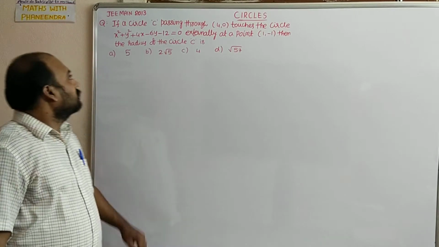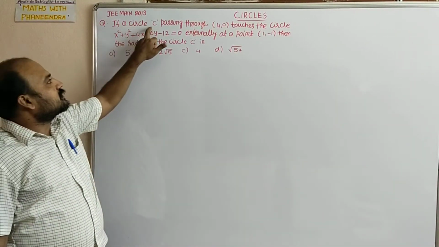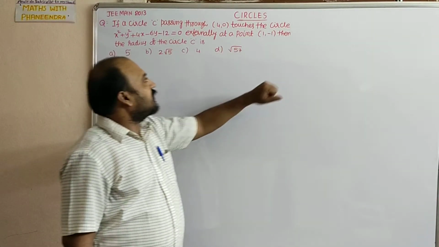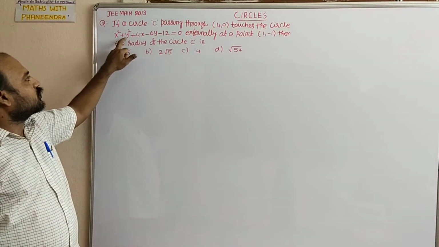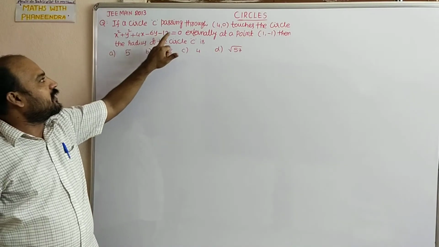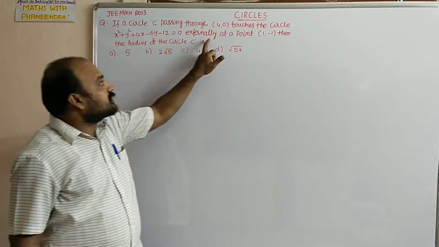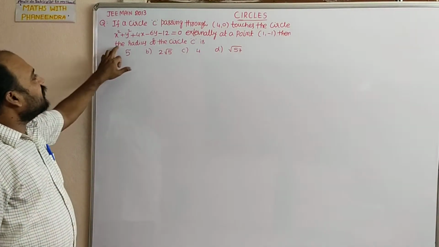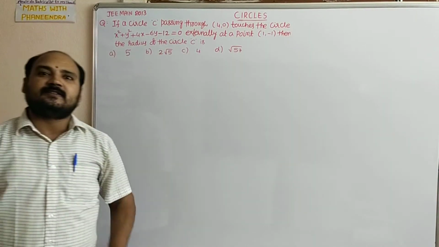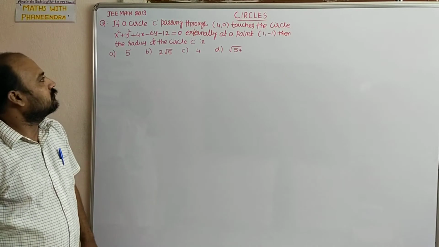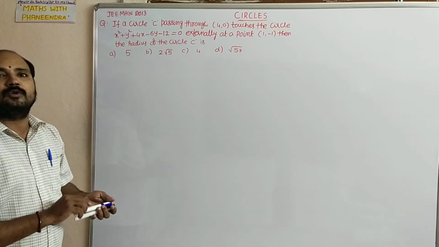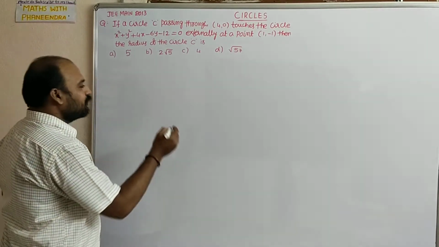The next question. If a circle C passing through the point 4, 0 touches the circle x square plus y square plus 4x minus 6y minus 12 equal to 0 externally at the point 1, minus 1, then the radius of the circle C is... We have to assume the first circle. See, according to the question, you draw the figure, you will get an idea.